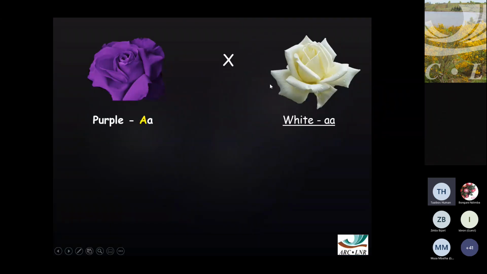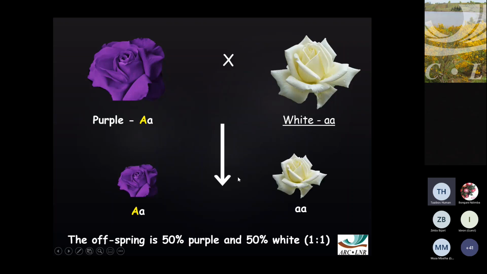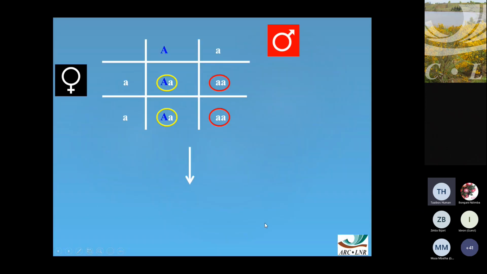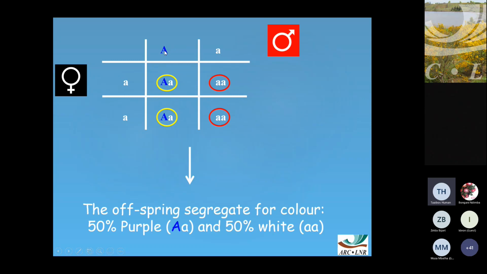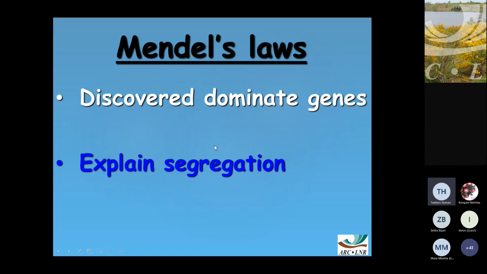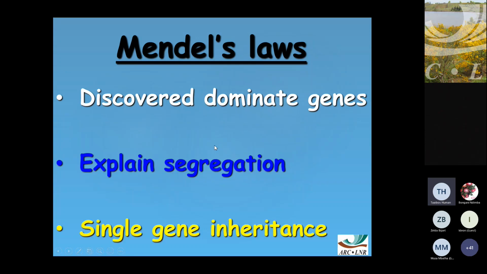Similarly, if you cross a purple with a white, then you land up with a progeny of 50% purple and 50% white, a 1:1 ratio. Now, using that model again, we can see that the one parent is heterozygote. It produces a big A and a small a, and the offspring segregate into 50% purple and 50% white, a ratio of 1:1.